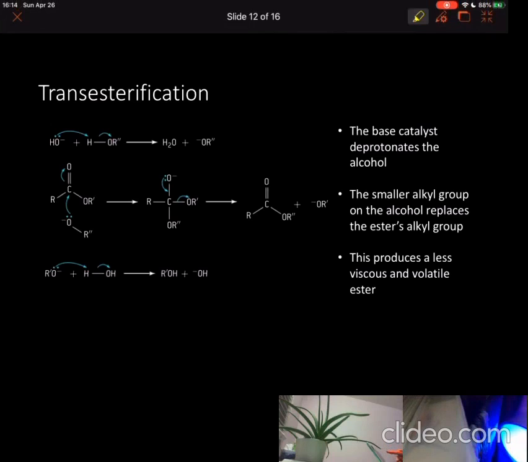So here in step 1, you can see the hydroxyl ion from the base catalyst that is causing all of this to happen. You've got your hydroxyl ion, and then your alcohol with its R double prime alkyl group. Essentially the proton on the alcohol is breaking off and joining the hydroxyl group in this water molecule, which leaves the R double prime alkyl with just the oxygen.